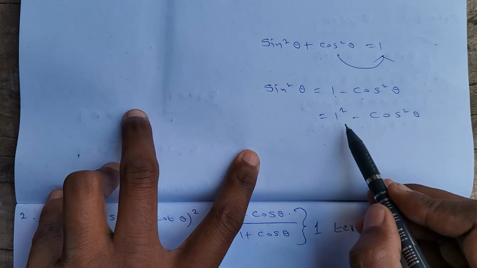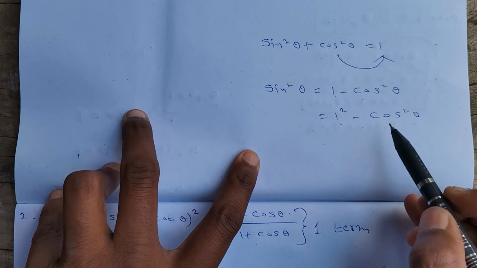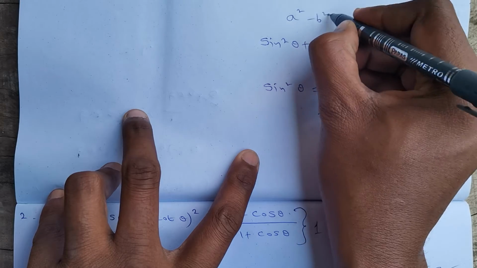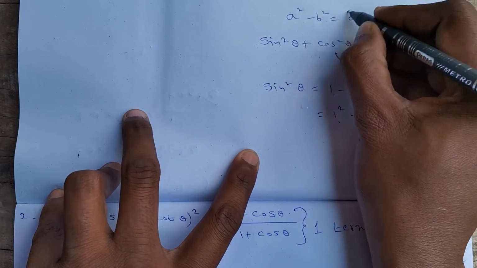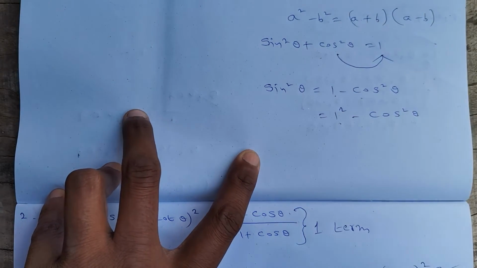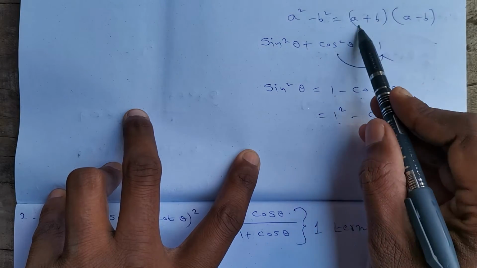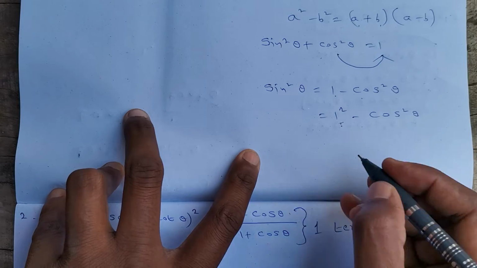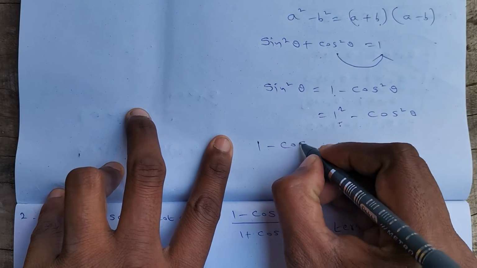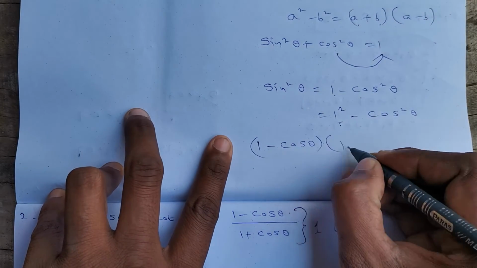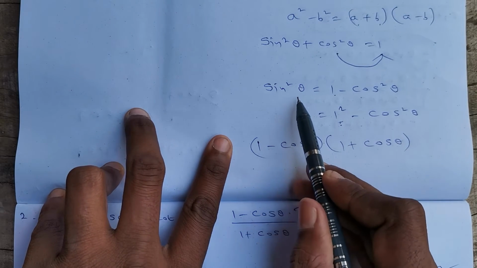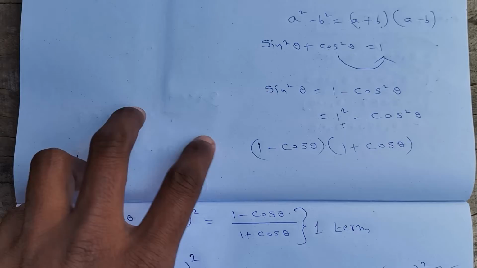If we observe this clearly, 1 square minus cos square theta is in the form of a square minus b square. A square minus b square is nothing but (a plus b) into (a minus b), where a is 1 and b is cos theta. So 1 square minus cos square theta can be written as 1 minus cos theta into 1 plus cos theta. So sin square theta is nothing but (1 minus cos theta) into (1 plus cos theta).